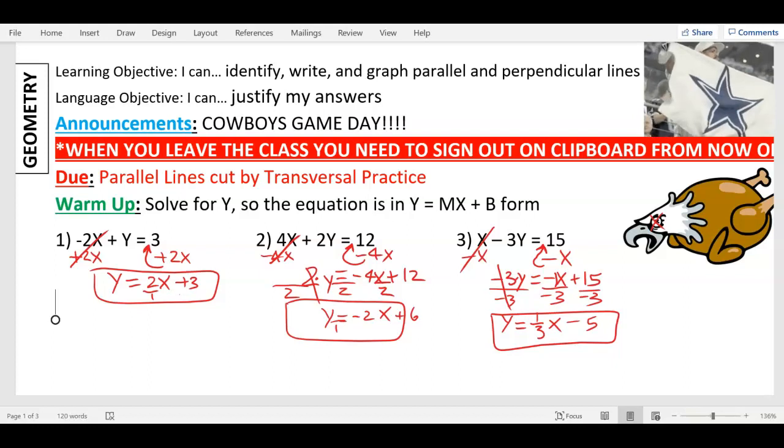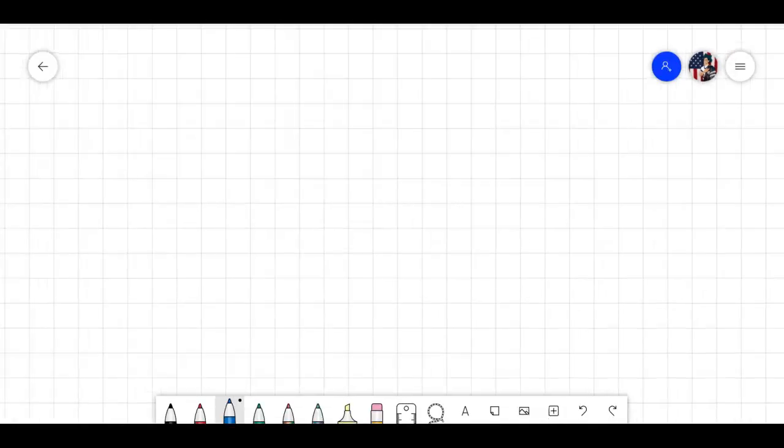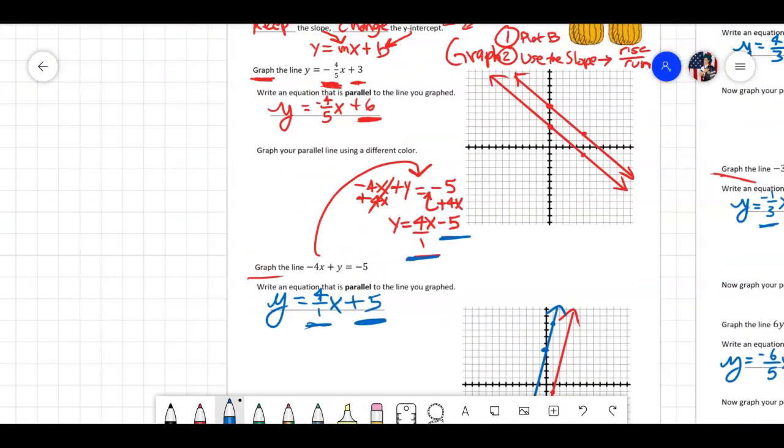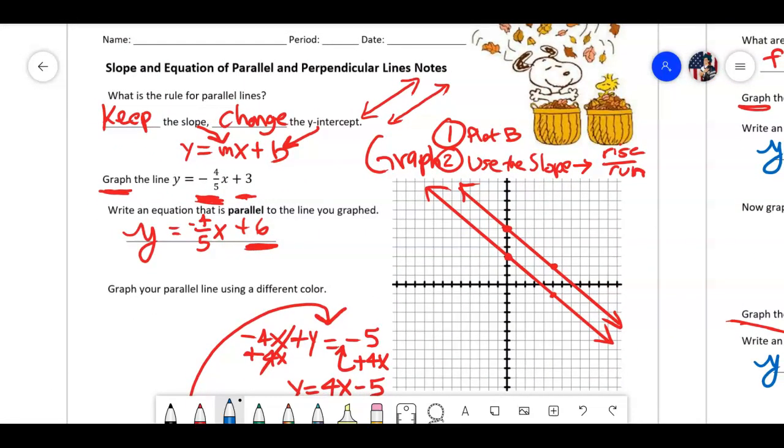This assignment is just like that notes sheet. You're going to graph the original, and on the front side of the assignment, you're going to graph also a parallel line. So you need to write a parallel line and graph a parallel line. Or graph a line and then graph its parallel. Now I'm going to remind you what these notes look like real quick. Now here's a quick review. Is everyone looking right here?